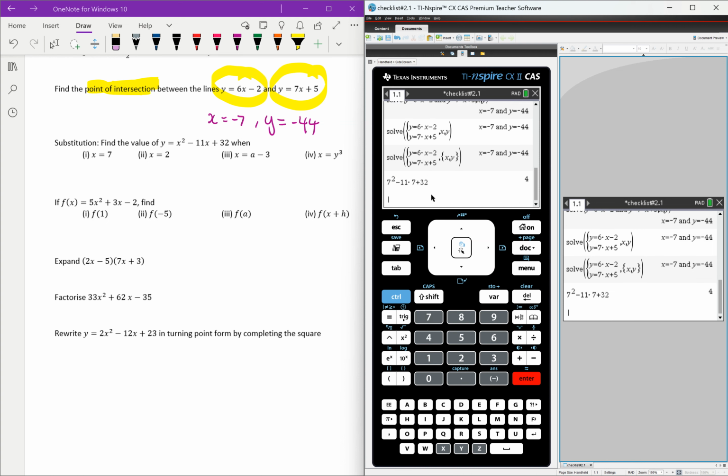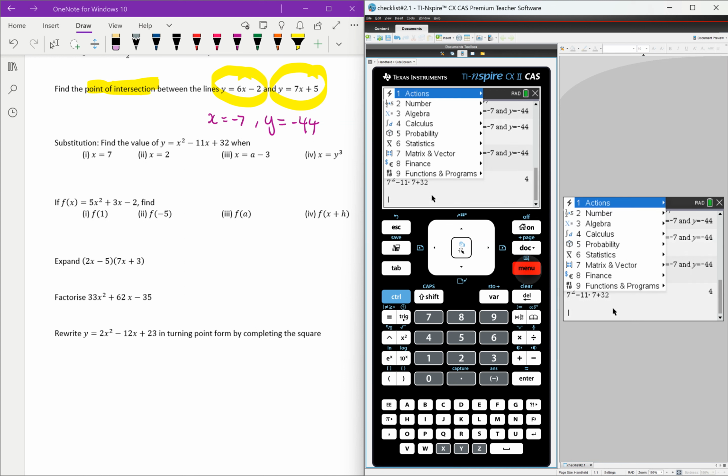Gives you 4. And then you have to do it again for 2. You got to do it again for a minus 3, and then do it again for y cubed. It takes too long. The quickest way to do it is using what we call defining. Now, we're used to seeing y equals to the function, right? So x squared minus 11x plus 32. Instead of that, I want you to get used to using function notation.